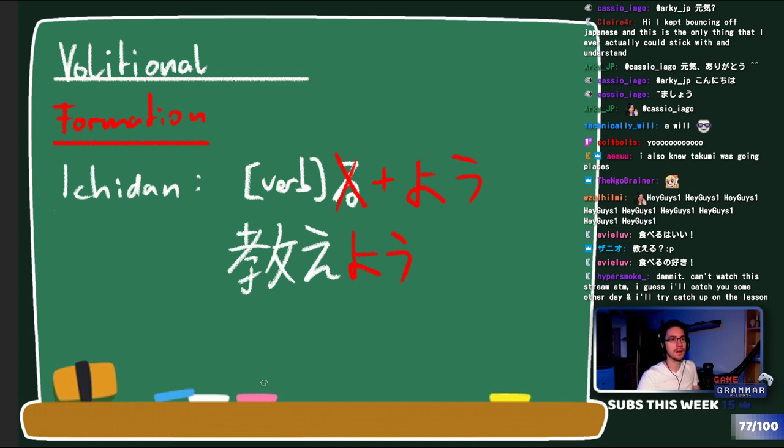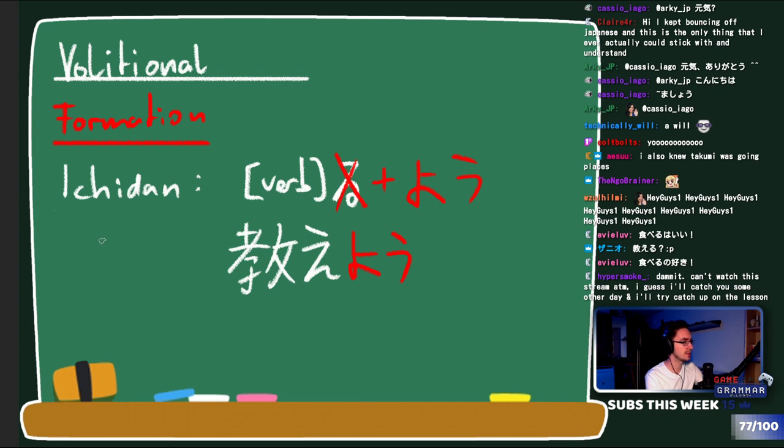It means like, まずはお互いに名前を教えよう. First, let us teach each other our names, or let us tell each other our names, right? まずは means as a first thing, and then お互いに means mutually, each other. And then 名前を教えよう just means let's tell names, let's teach names, right? If that makes sense.